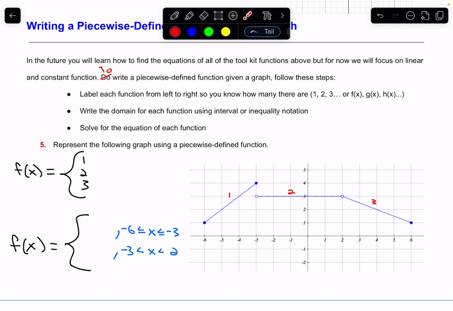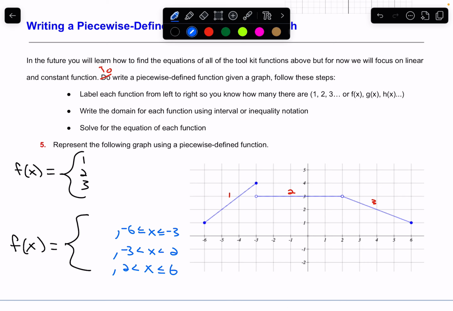All right, and then for the third line, we go from +2 to +6. Notice open dot on the left, closed dot on the right. And so we can say that that interval is from +2 with a less than, no equal to, less than or equal to 6. Where we put the or equal to part on the right side because we have a closed dot over there. All right, now we just need to know the equations of these lines.